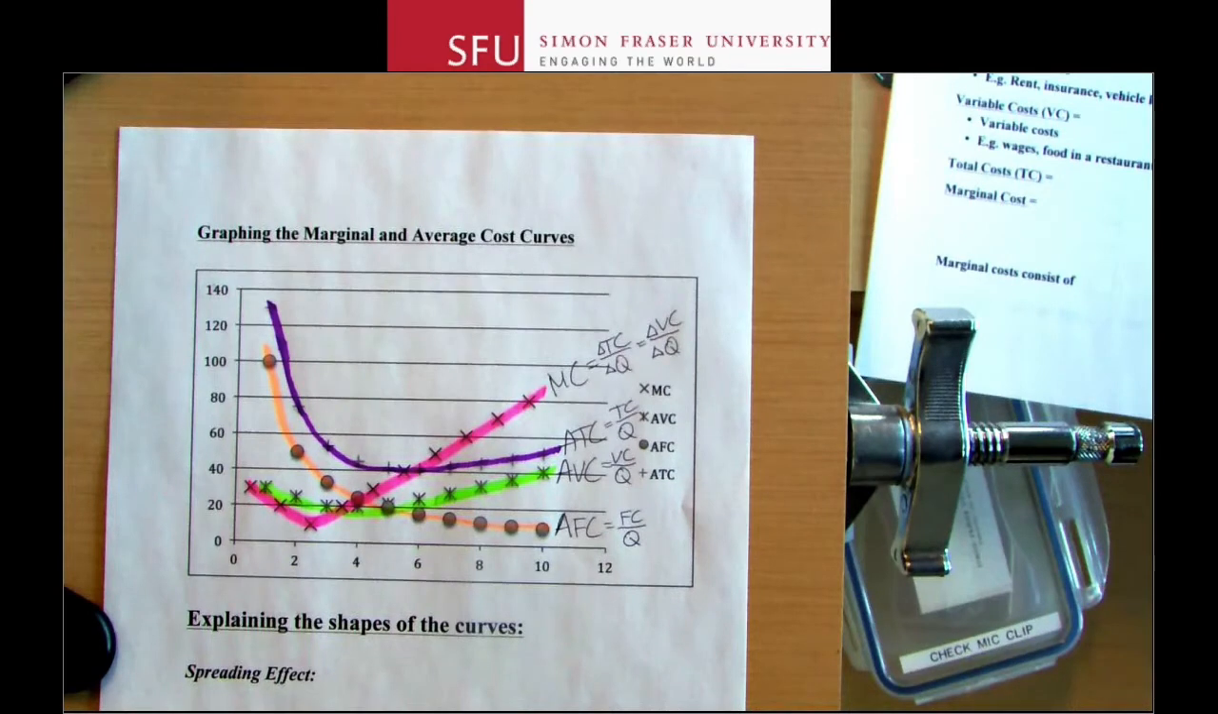Now, the marginal cost curve is showing us what happens when you produce one more unit. If you have a pizza restaurant and you produce one more pizza, that's the cost of the extra pizza. It's different from your average, because your average is taking your total cost for all the pizzas you're producing and then figuring out the average for all the pizzas that you've produced.